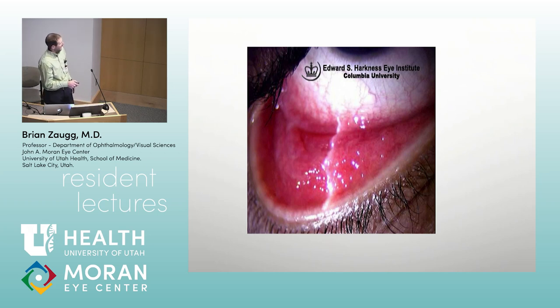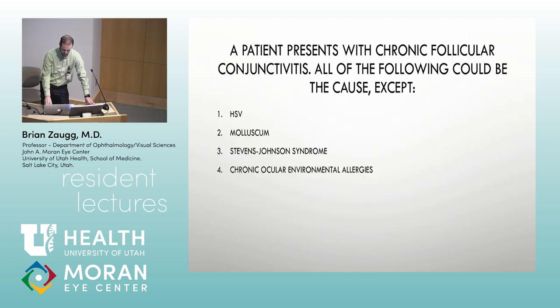So you're always going to have a little papillary reaction, where it's just this bland redness over here, and then you're going to have larger follicles. If you want to know what a follicle looks like, just pull any patient's lower lid down really, really far, and you'll always see a few follicles in the fornix. So you can get an idea of what type of conjunctivitis it is.